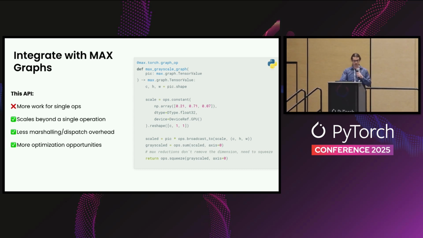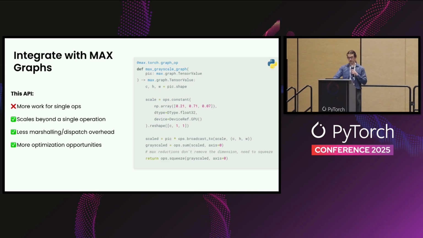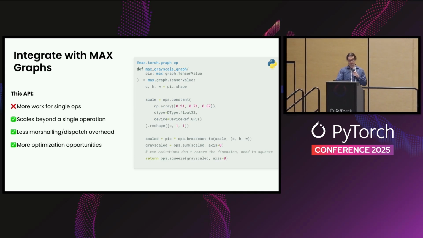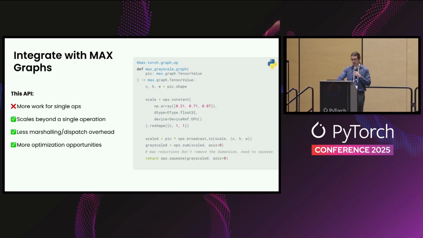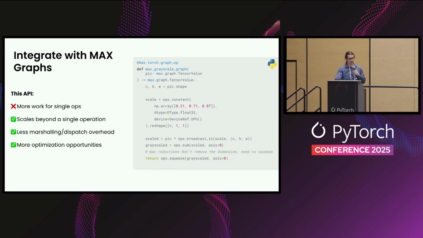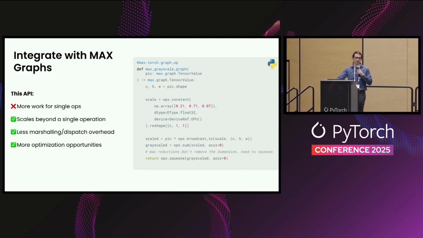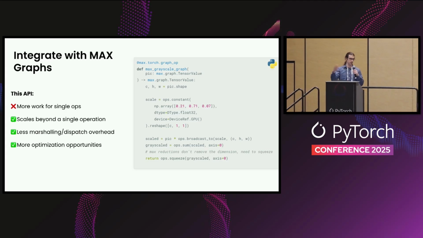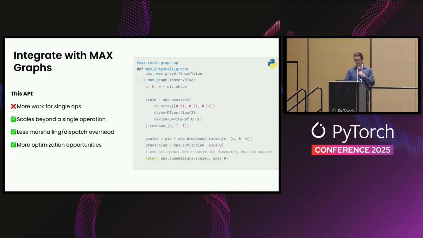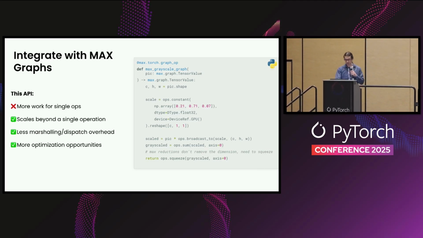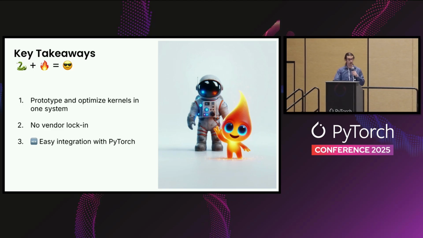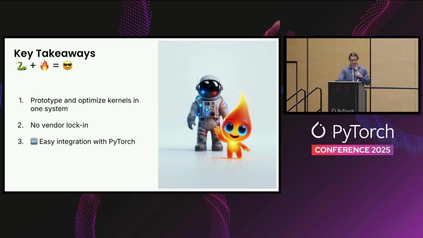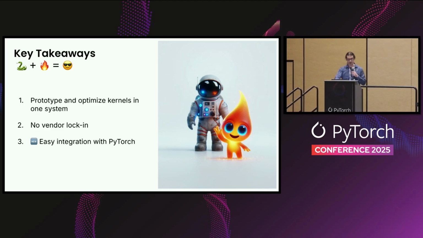To expose this to PyTorch is similarly simple. You just slap a max.torch.graph_op decorator around it, and that handles all the work of actually doing the compilation and marshalling tensors between our system and PyTorch. So those are the two ways to interface to PyTorch.